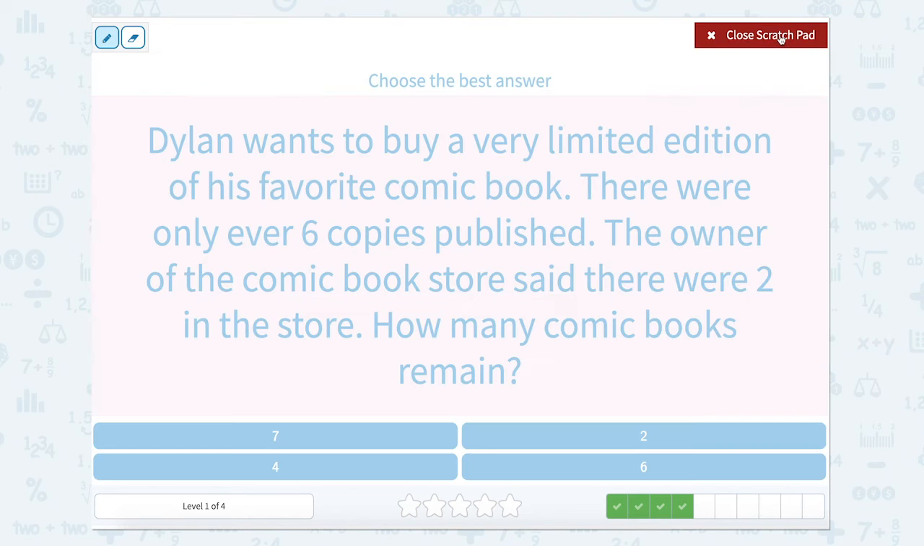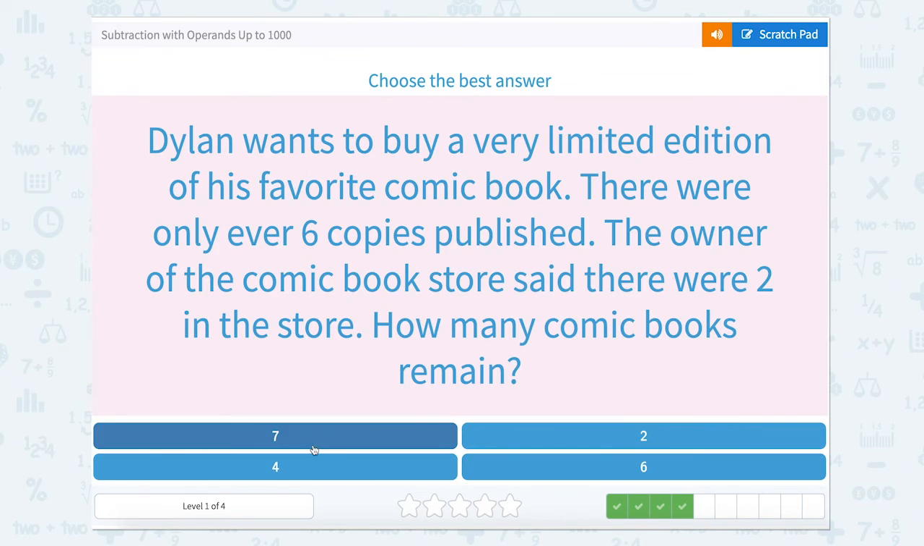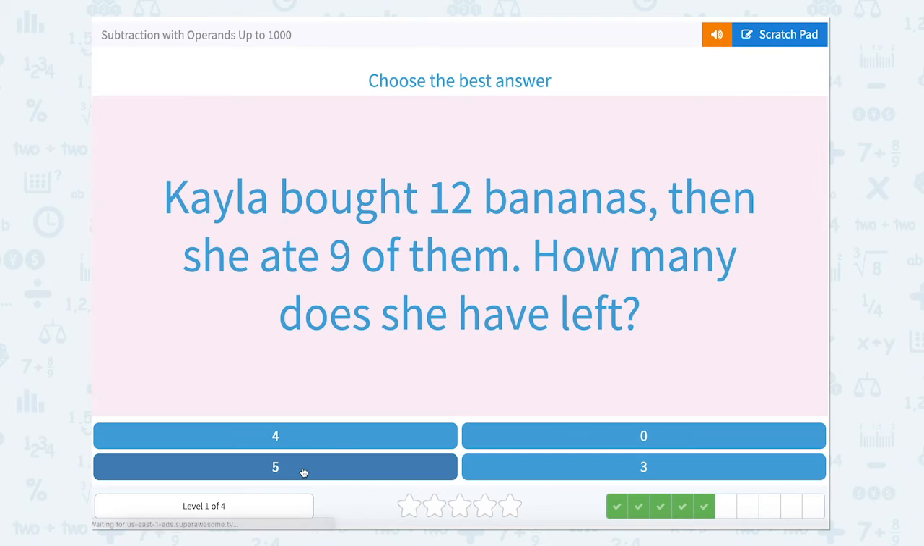So this one, we look at how many total copies there were. This must have been a very limited edition, since there are 6 copies, and the store had 2. So if there were 6 copies, and the store had only 2, we can subtract 6 minus 2 to find that missing number. Well, that missing number here would be 4. So there would be 4 comic books remaining.